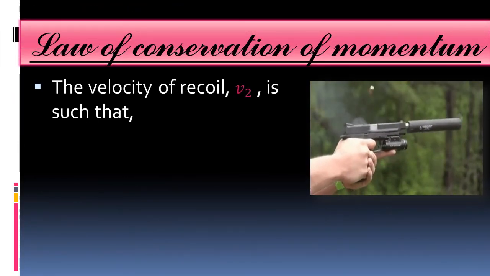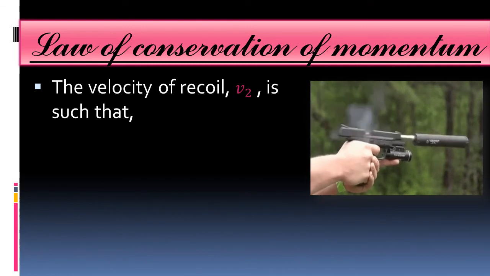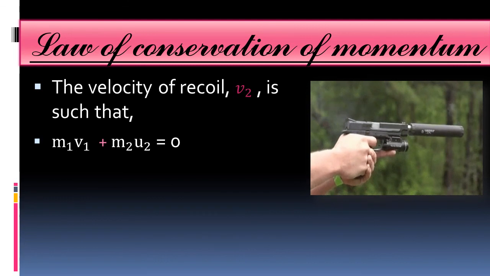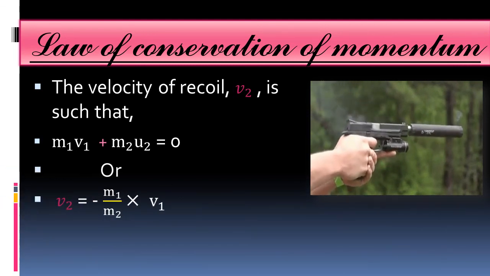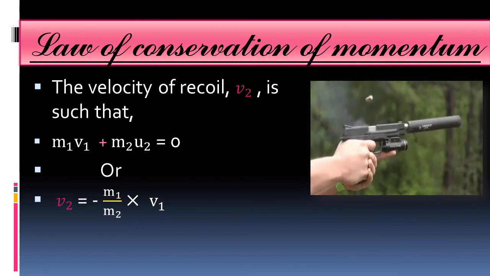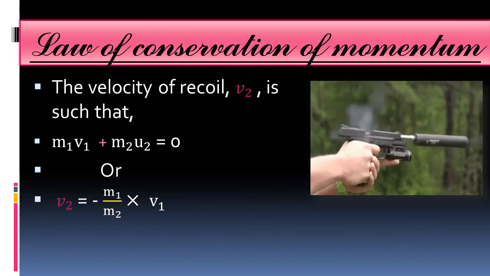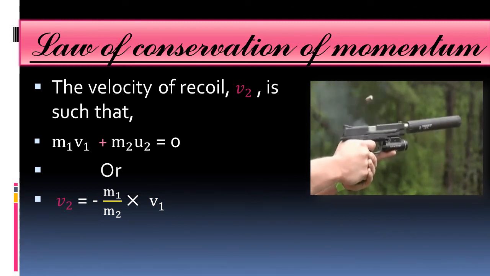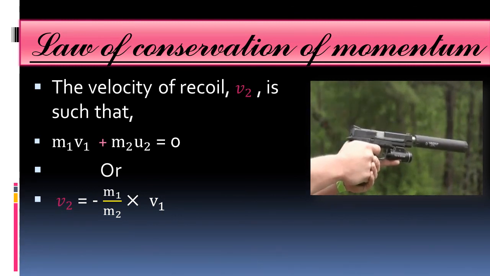And the velocity of recoil v2 is such that m1 v1 plus m2 u2 will be equal to 0, or we can write it as, just here both are the same, we are just rearranging the terms. Here v2 will be equal to minus m1 upon m2 multiplied by v1. So students, just one mistake is there, instead of v2, u2 will come.